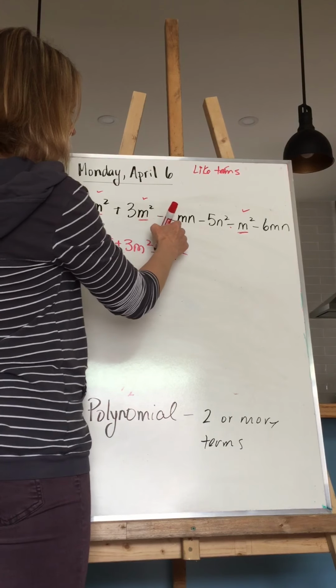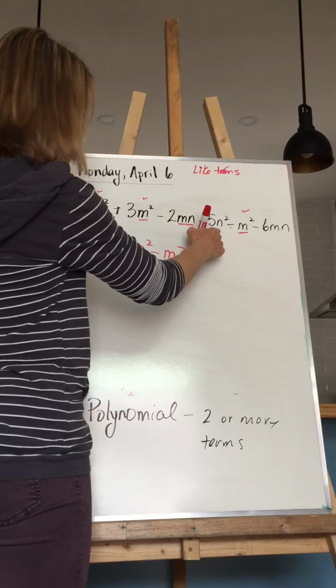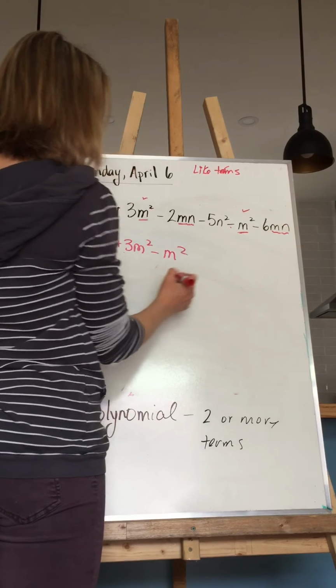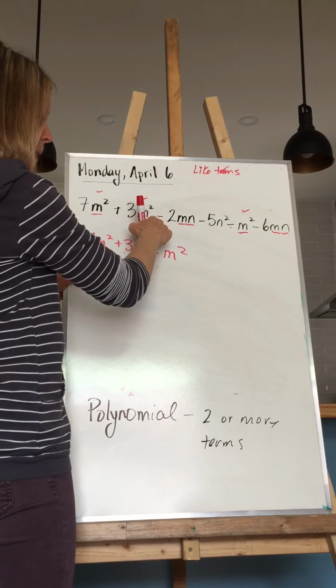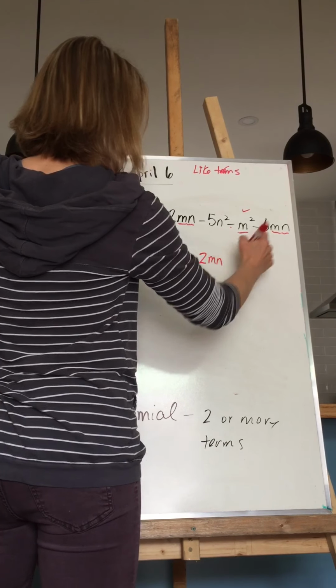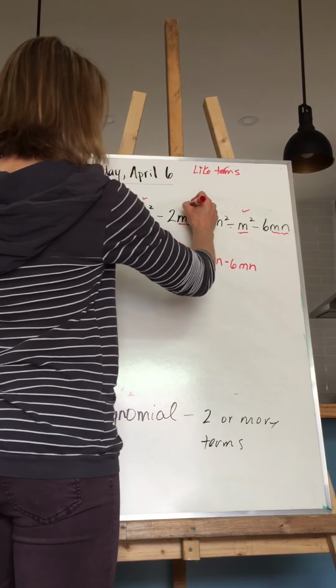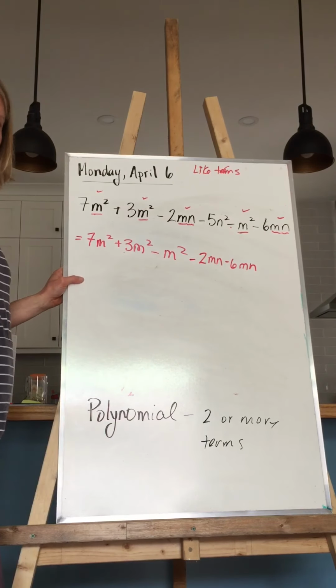Now I have an mn group, so I'll put a squiggle under there. I'm going to put those side by side. So this is minus 2mn, so I put that down. Minus 2mn minus 6mn. I'm going to check those off because now they're used.